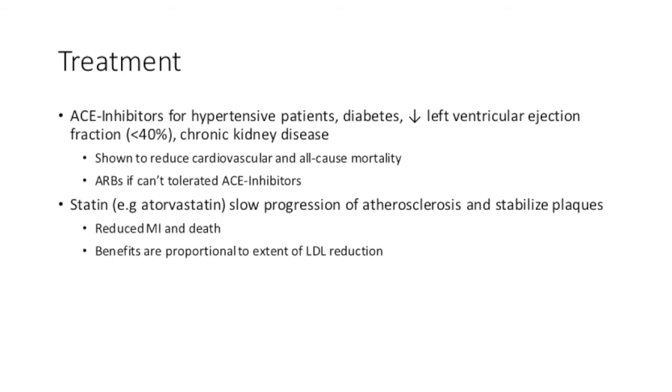Other treatments that we need to consider include the use of ACE inhibitors, particularly for hypertensive patients, patients with diabetes, those with reduced left ventricular ejection fraction less than 40, and those with chronic kidney disease. ACE inhibitors have been shown to reduce cardiovascular and all-cause mortality. If they can't tolerate ACE inhibitors, for example, they develop a severe cough, then you can consider angiotensin receptor blockers.